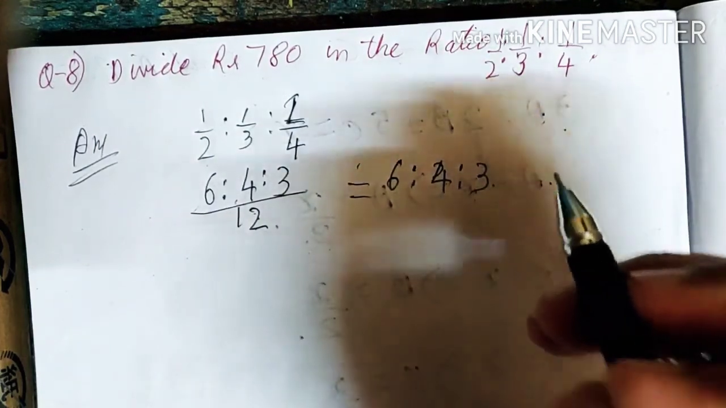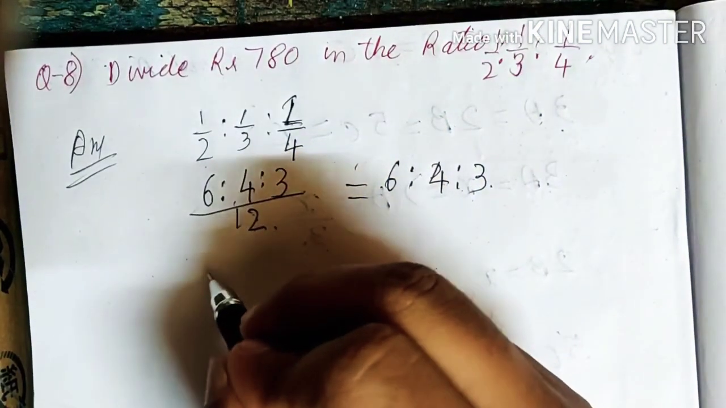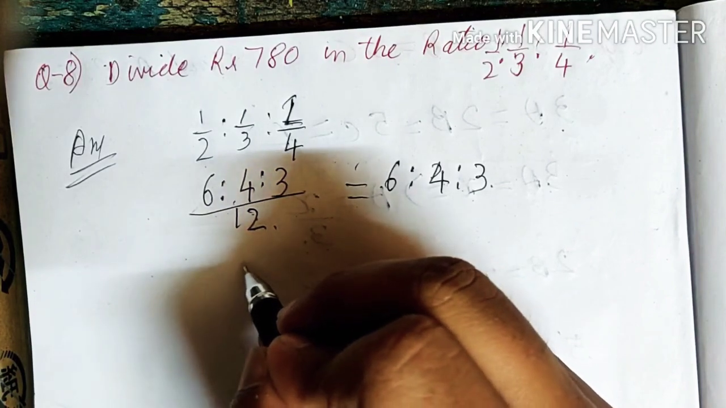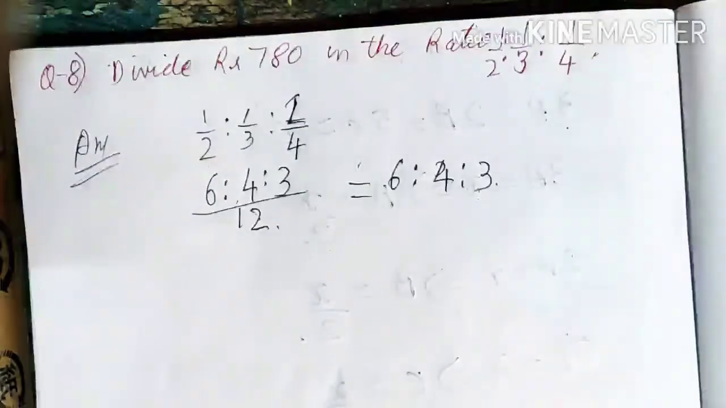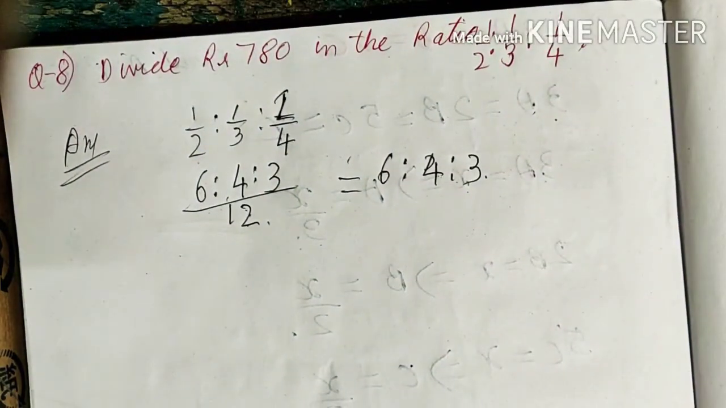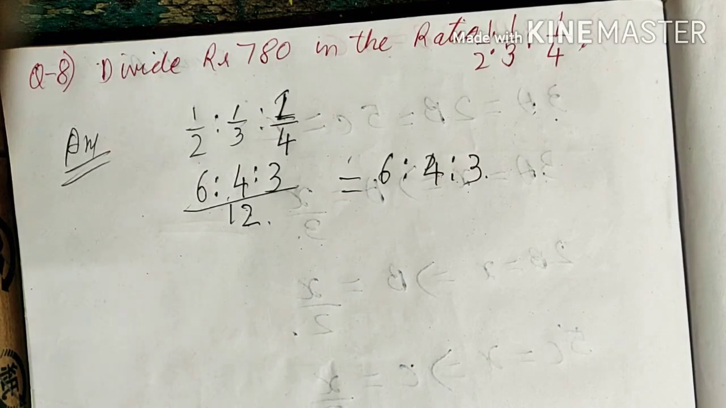I have also said before that whenever a ratio is given, you can multiply the same number with all the numbers of the ratio. That is, if you are given 2 is to 3, you can write it as 4 is to 6. It means you have multiplied 2 and 3 by 2. Now divide 4 and 6 by 2, you will get back again 2 is to 3. It means we can write it in the equivalent form.